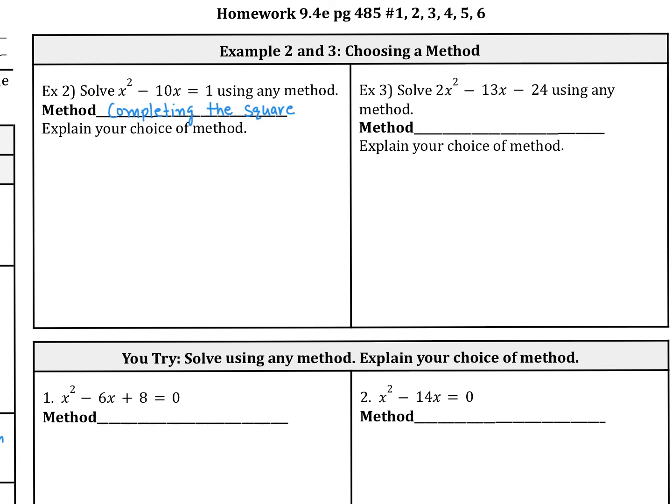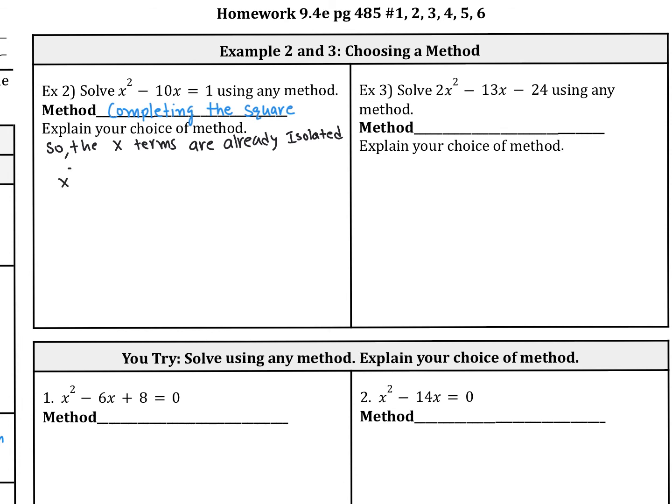So you're going to explain your choice of method. The equation is x squared minus 10x equals 1. The x terms are already isolated, so it is easier to use completing the square.